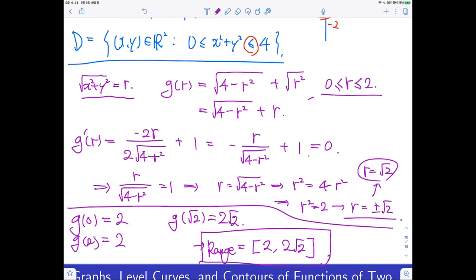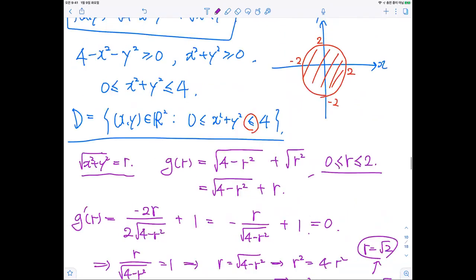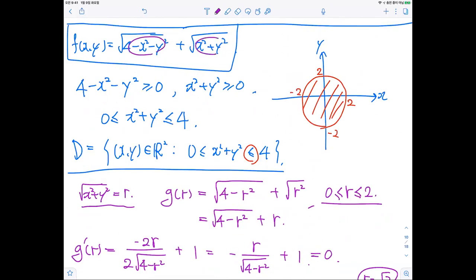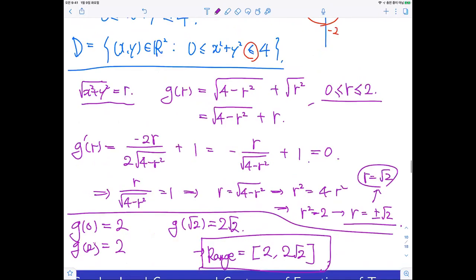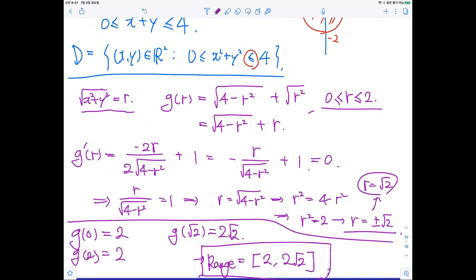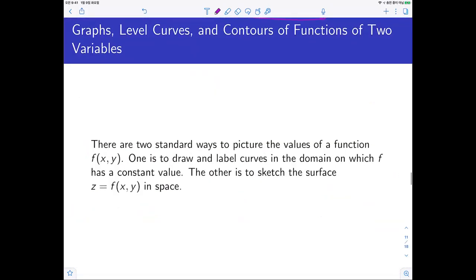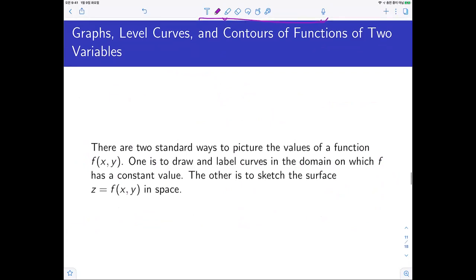If there is the same structure in the function, then we can reduce the several variable function to a real variable function, defined on the real numbers. Then it is easy to calculate the domain and the range. Okay, then let's discuss this more later. Now, let me introduce the graph and level curve of a function of two variables.